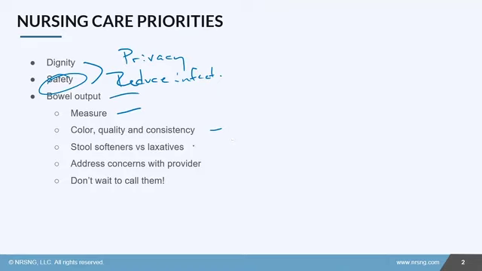But what you need to remember is that there are certain times where a patient doesn't have any sort of bowel surgery, and that color, quality, and consistency are all really important there. Also, make sure you know the difference between stool softeners and laxatives. Stool softeners soften the stool, and a stool softener is something like Colace. A laxative makes them go. So this is going to be something like Miralax.